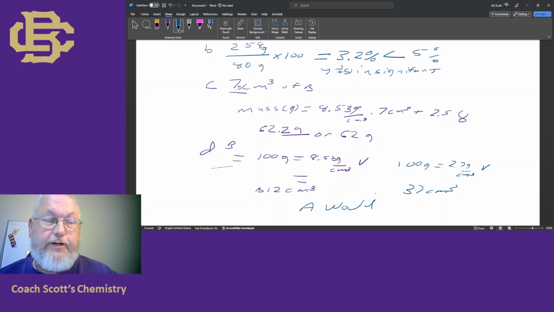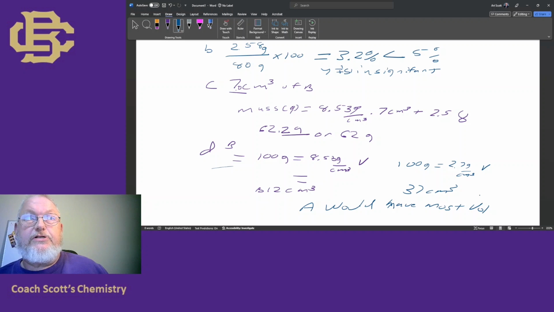Or I could just look at the slopes. You could calculate it pretty easily. Or since the density of A is less than the density of B, A would have the most volume. You could say that, and that would be correct. So either way. Anyway, I wanted to look at that real quick so we could understand how the Logger Pro graphs work and where we can find the pieces.